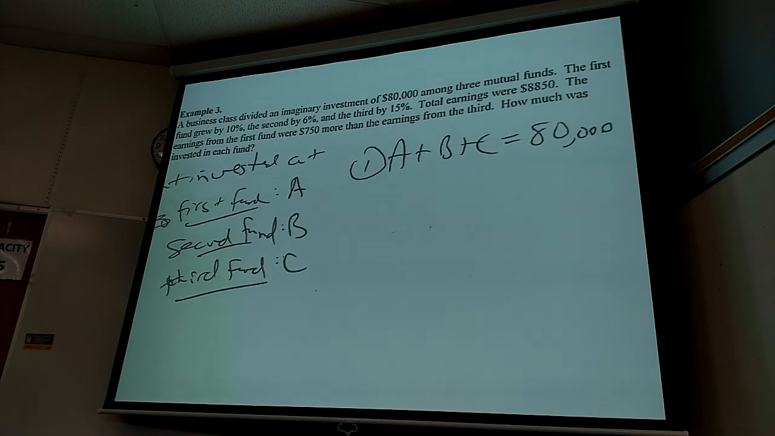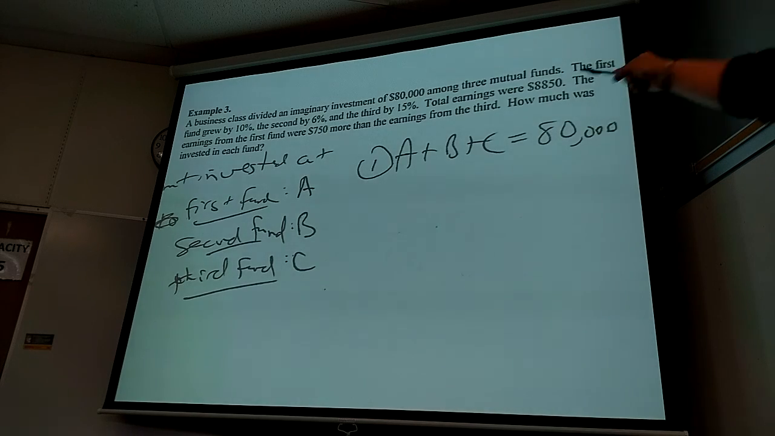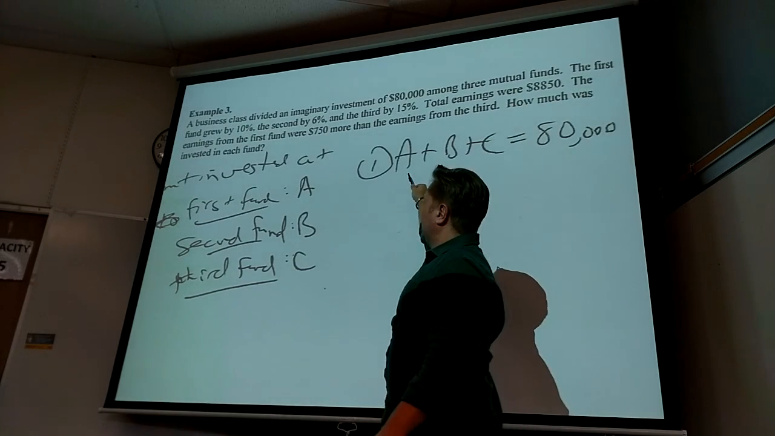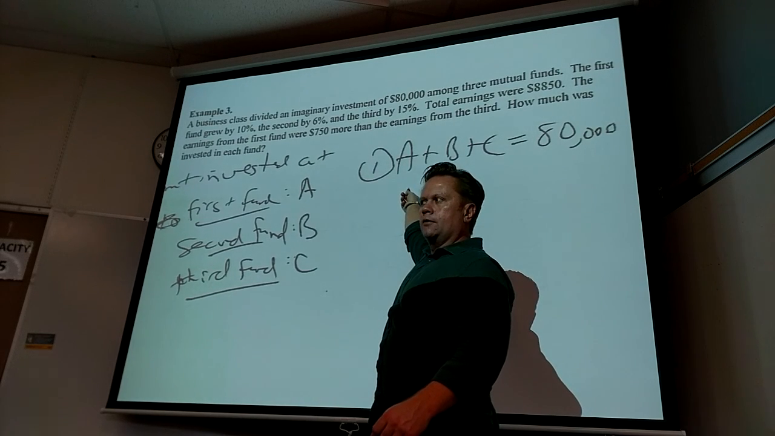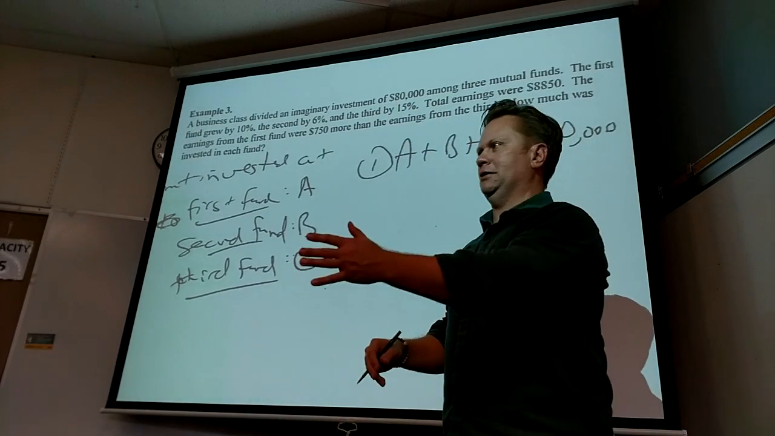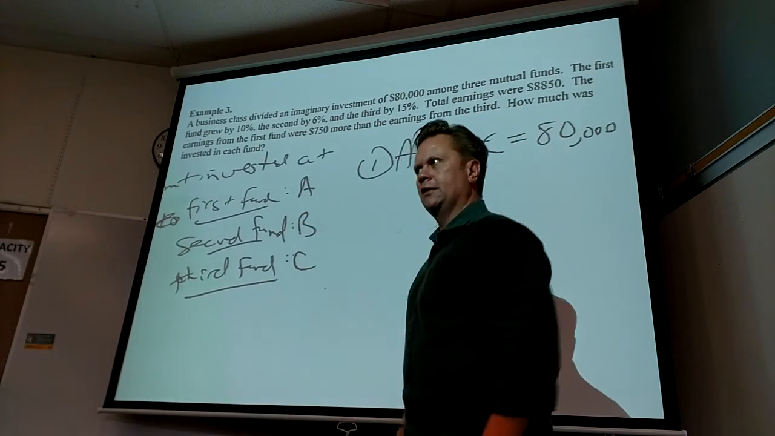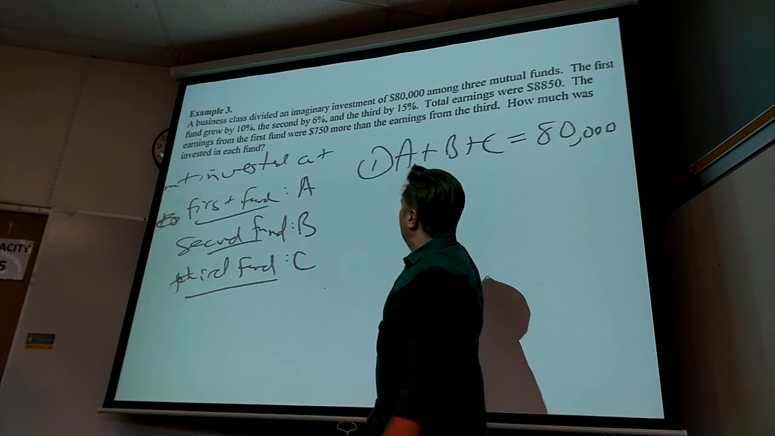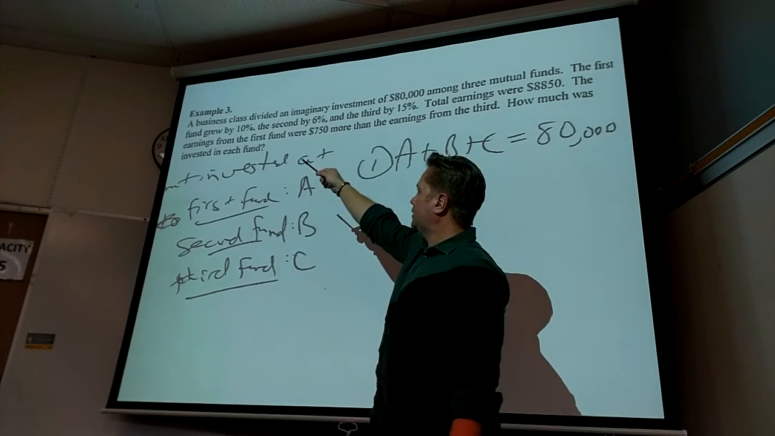The first fund grew by 10%. So how much earnings were from the first fund? How much money did it put into the first fund? A. And how much earnings did I come off of that? 10% of A. So it's just like 2 legs per duck. So I put 2Q, because the total legs per duck times the total number of ducks. The amount of interest per fund times the amount of money in the fund. 10% of A.